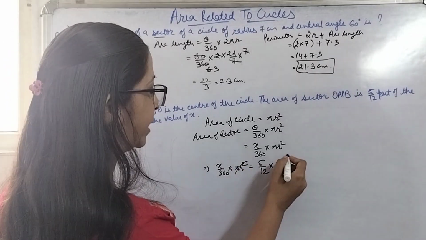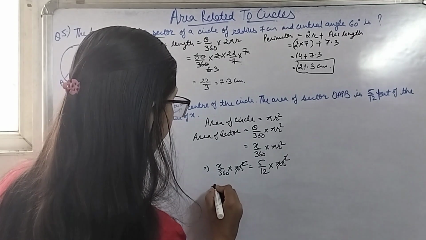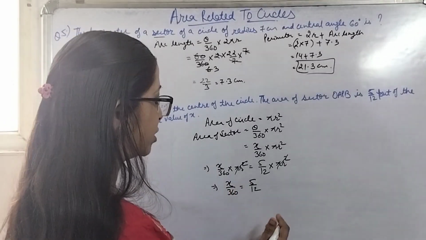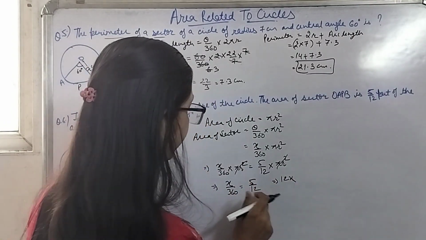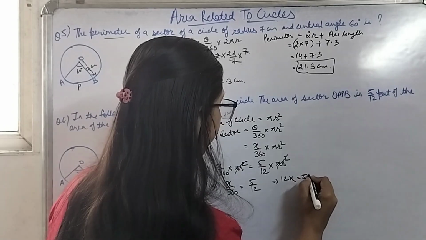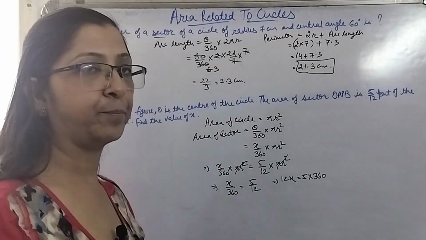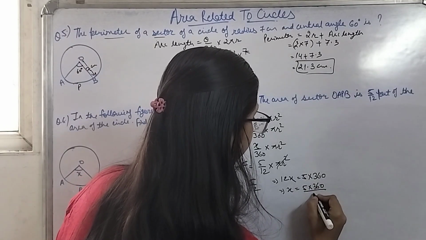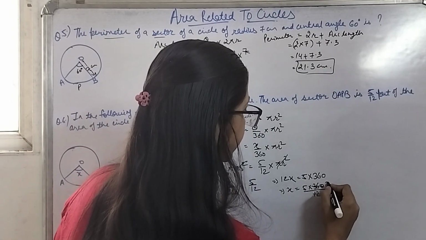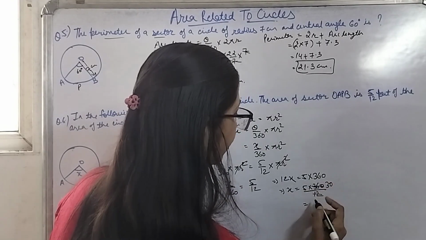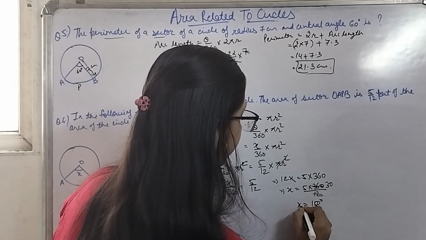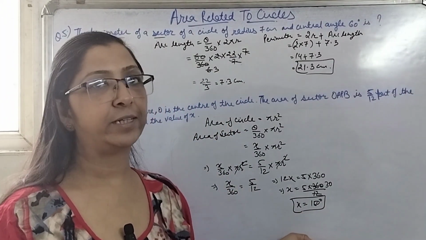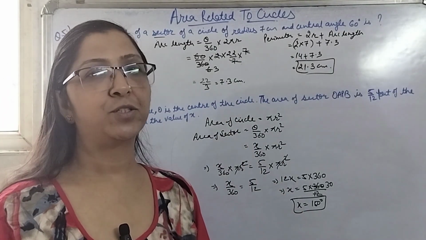Now see, pi r square, both are going to cancel. So what remains is x over 360, which is equivalent to 5 over 12. If we cross multiply, it will be 12 multiplied by x, 12x, is equivalent to 5 multiplied by 360. So the value of x will be 5 multiplied by 360 divided by 12. 12 3s are 36, so it will be 30, and the value of x is 5 multiplied by 30, that is 150 degrees. This will be the value of x. Required value of x will be 150 degrees. This is how these type of questions will be solved.